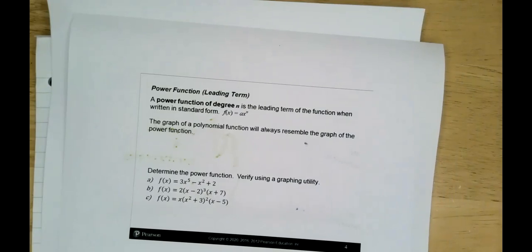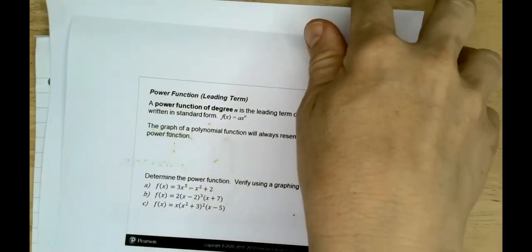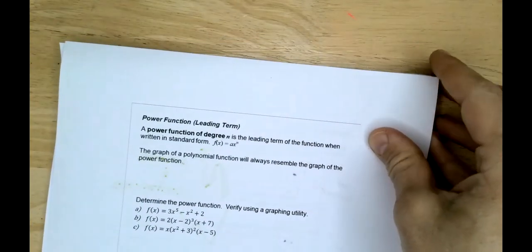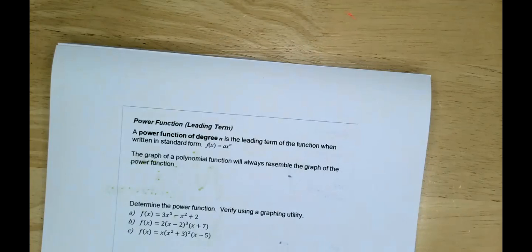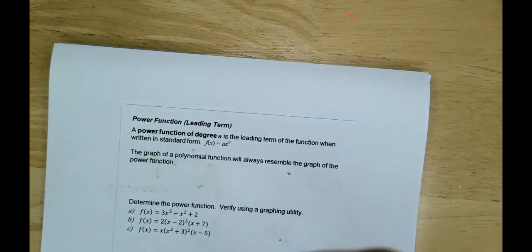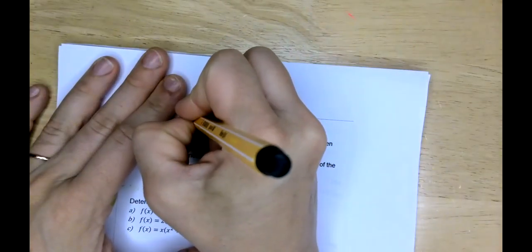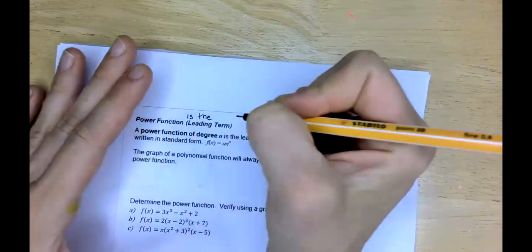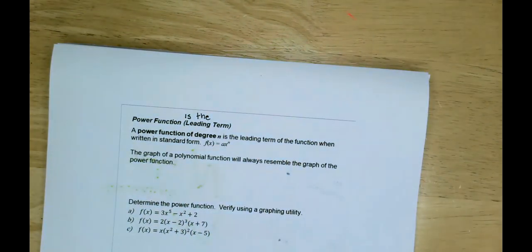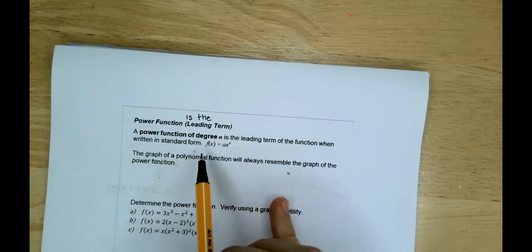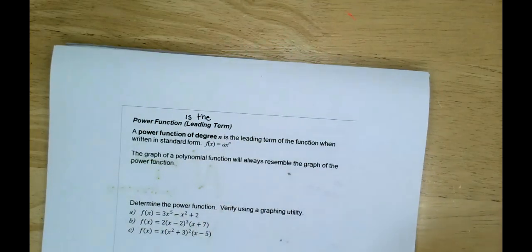All right. The power function of your polynomial is the leading term, okay? So the power function is the leading term of the polynomial function. A power function of the degree n is the leading term of the function when written in the standard form f of x equals ax to the power of n. Good?